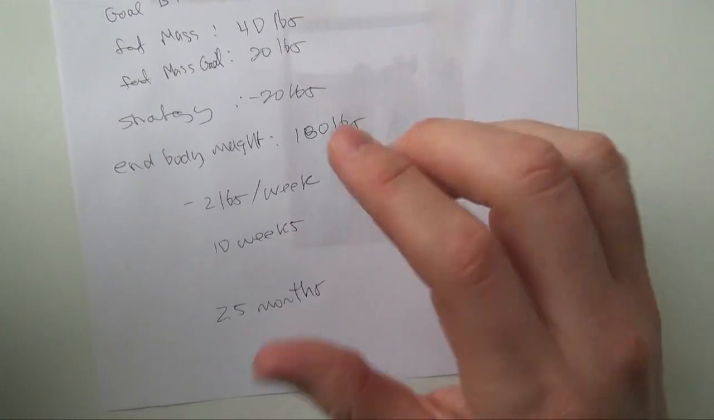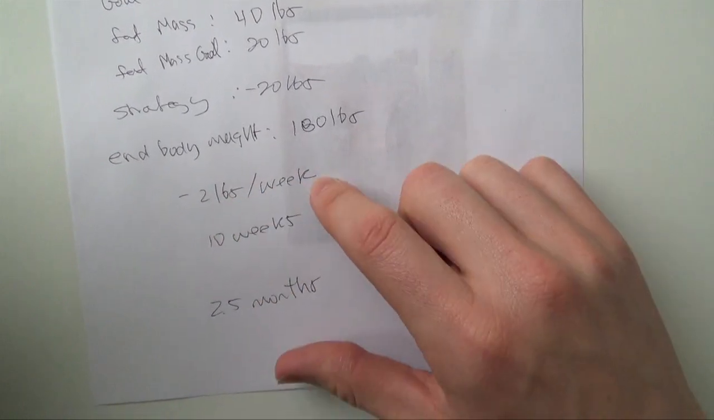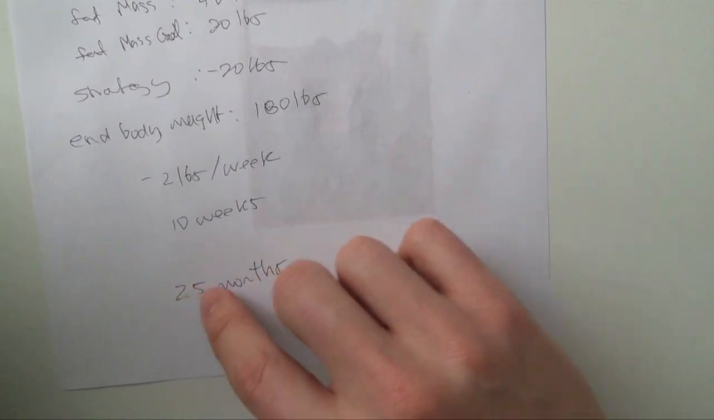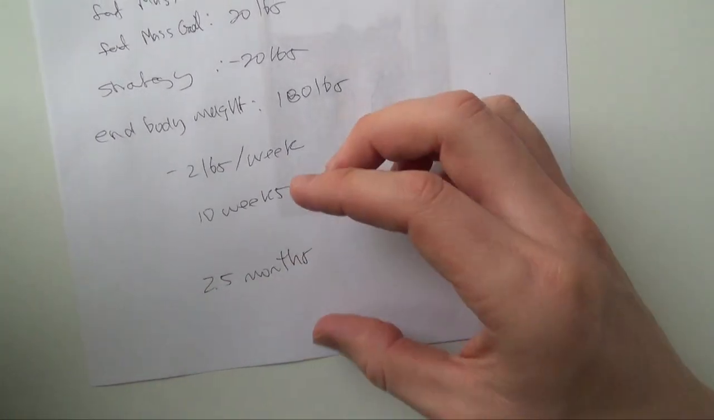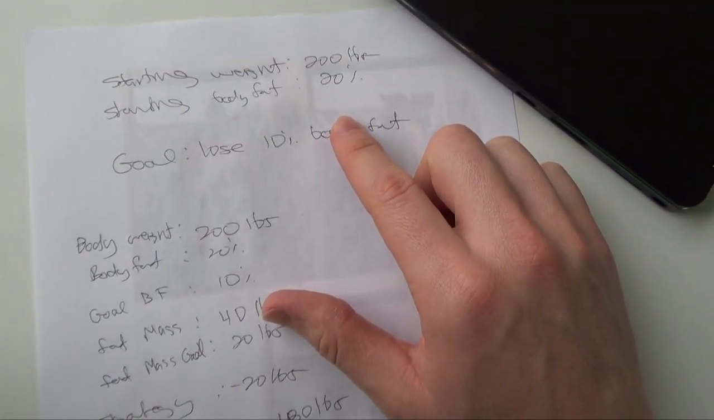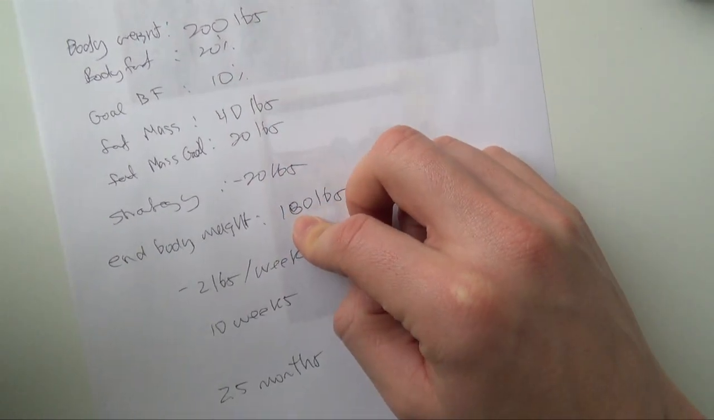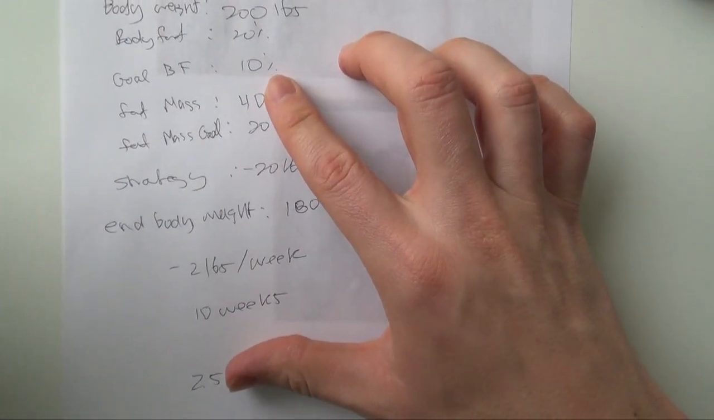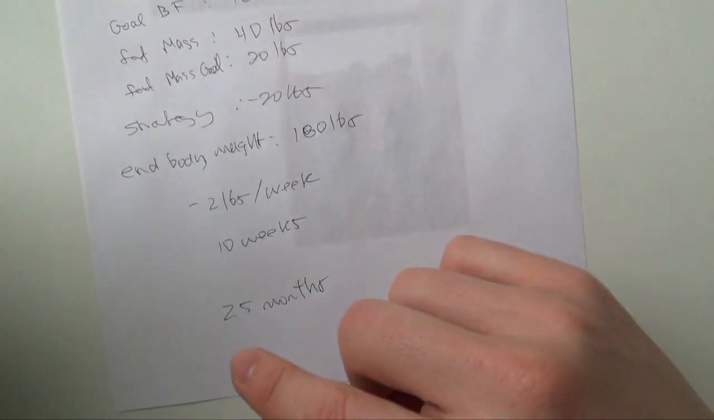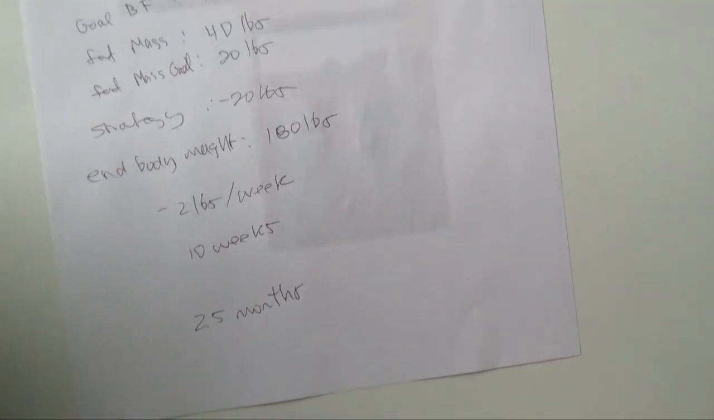So I would look at it and go, okay, we can try to lose 2 pounds of fat per week, which is pretty realistic. That will take about 10 weeks, in total about 2.5 months. That way we have a timeline as well. We have a starting point, which is 200 pounds at 20%. We have an end point, which is 180 pounds at 10% body fat. We know we want to lose 20 pounds of total fat, and that's going to take us exactly 2.5 months based on the program we're going to do.